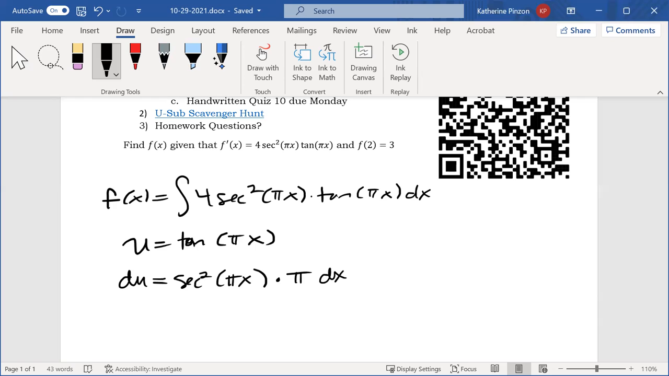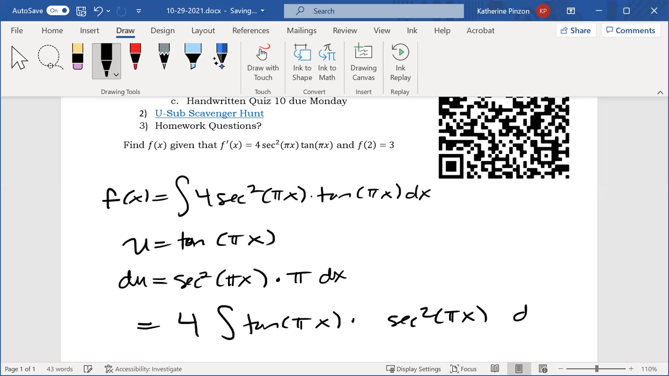Okay, let's rewrite this guy. I'm going to put the 4 in the front because it wasn't used in any of that, right? I'm going to put the secant squared at the end with the dx because it's part of this. And I'm going to put the tangent at the beginning. So I'm going to say 4 integral tangent pi x secant squared pi x dx.